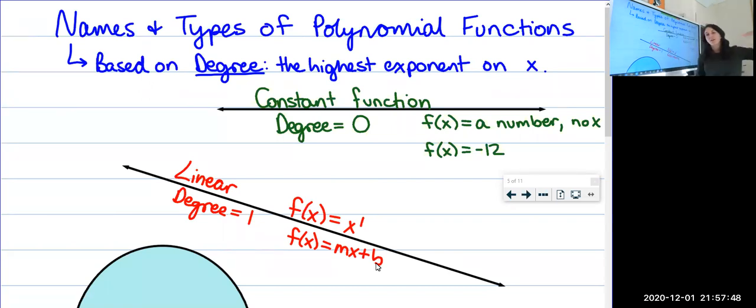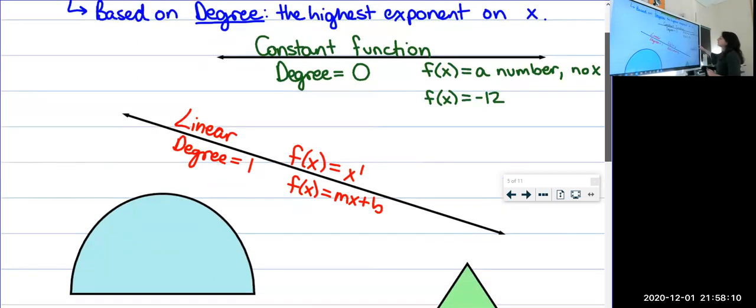Linear functions are either diagonal downwards or they're diagonal upwards. All right, they are never vertical. Just keep that in mind. There is no vertical here because vertical lines are not functions. All right, so far we've got 2 types of functions. We've got degree 0, constant, degree 1, linear. Now we're going to go to degree 2.